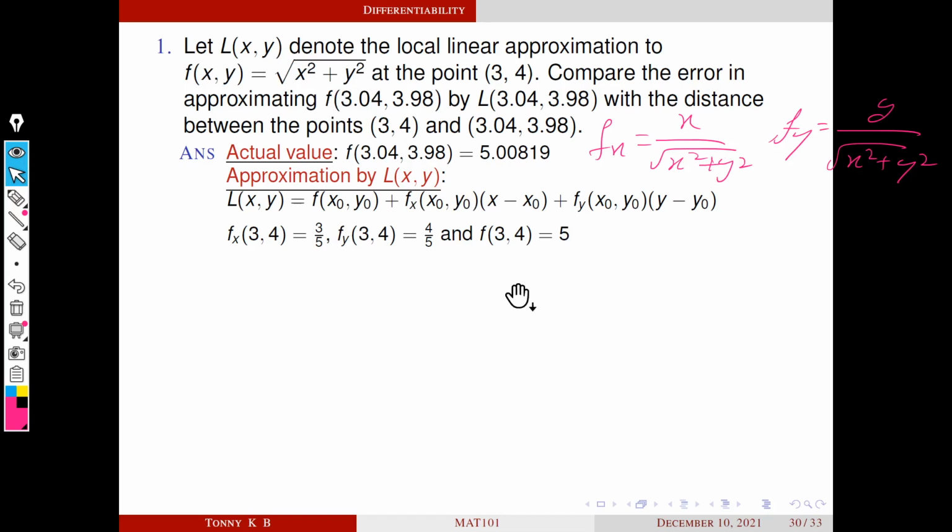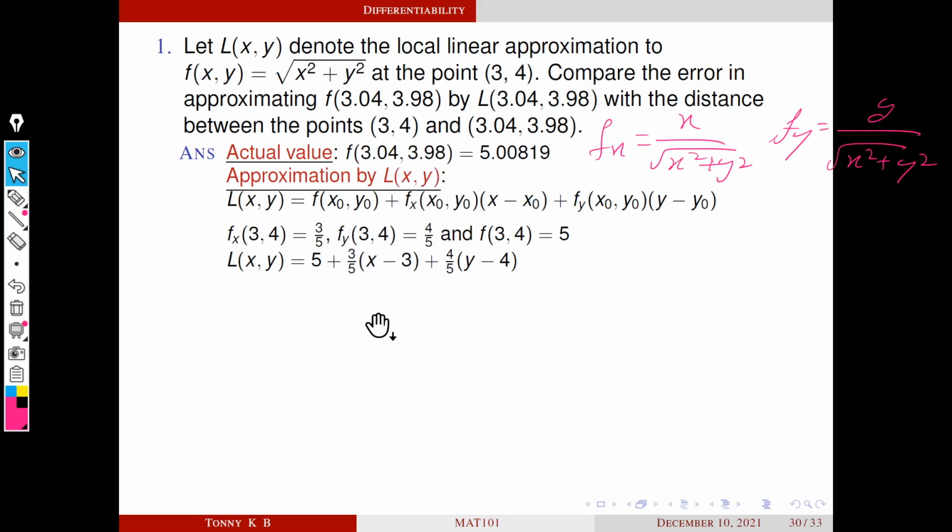Okay, now everything is clear. So you can directly write our Lxy. Lxy is equal to 5 plus 3 by 5 into x minus 3 plus 4 by 5 into y minus 4. Clear? Now the equation of tangent plane is ready. So now we are ready to approximate our f of 3.04 comma 3.98 using this tangent plane.